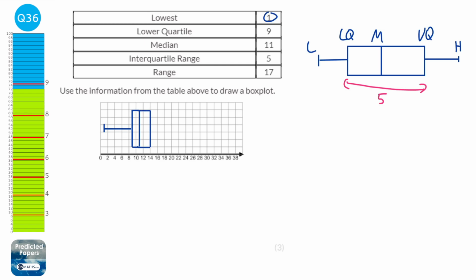Now the range is the total distance, or the total width, of our box plot. So that's 17. So that's going to be 17 higher than the lowest value. The lowest value is 1, so 1 plus 17 is going to be 18. And we're going to have that at 18. And again, I'm just going to put a line there.